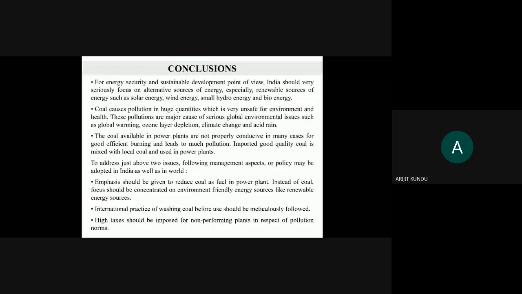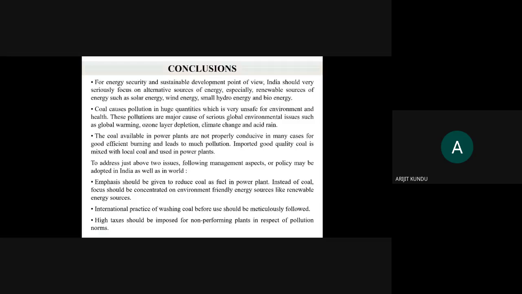Coal causes pollution in huge quantities, which is very unsafe for the environment and health. This pollution is a major cause of serious global environmental issues: global warming, ozone layer depletion, climate change, and acid rain. These are the major problems of India as well as the world at this time. The coal available in power plants is in many cases not conducive to good, efficient burning and leads to much pollution. Imported good quality coal is mixed with the local coal and used in power plants.